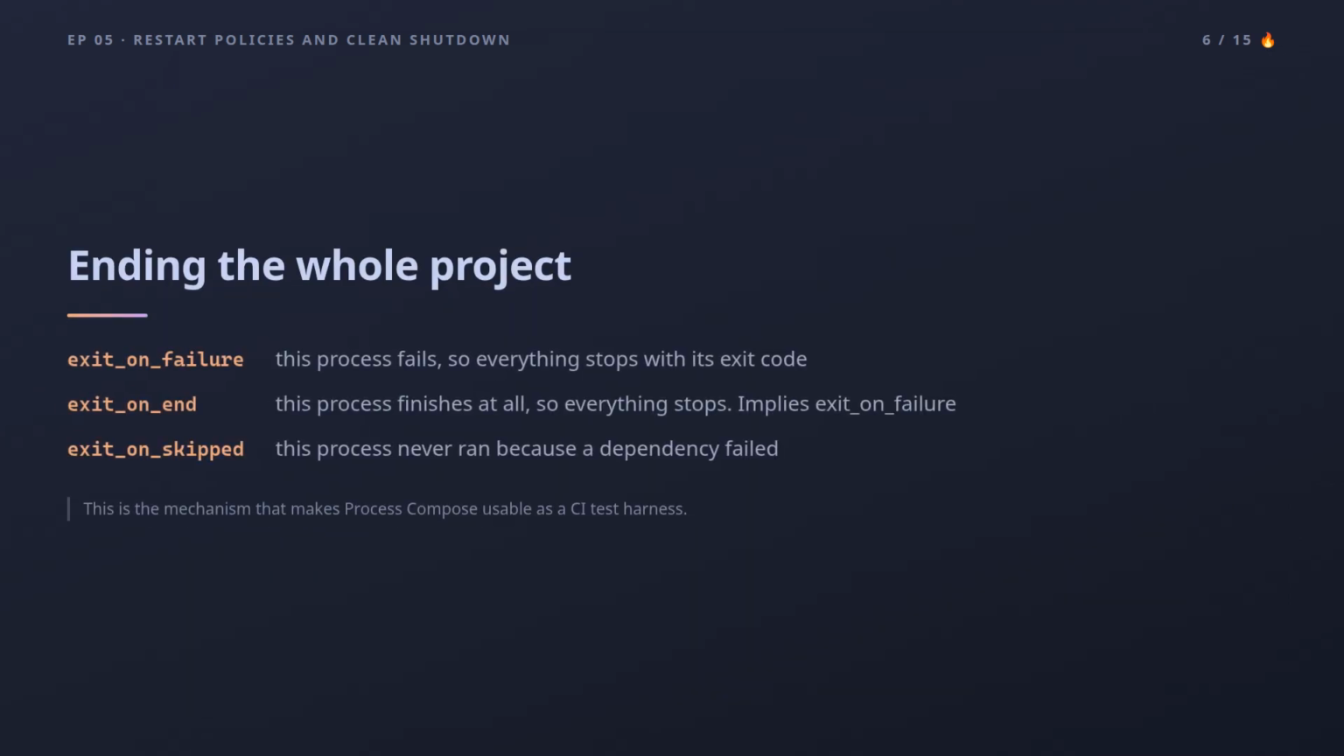Now exit on failure and its two relatives. These don't restart anything, they end the whole project. Exit on failure means that if this process fails, process compose shuts everything down and exits with that process's exit code. Exit on end does the same when the process finishes at all, successfully or not. Exit on skipped covers the case where the process never ran because a dependency didn't come up.